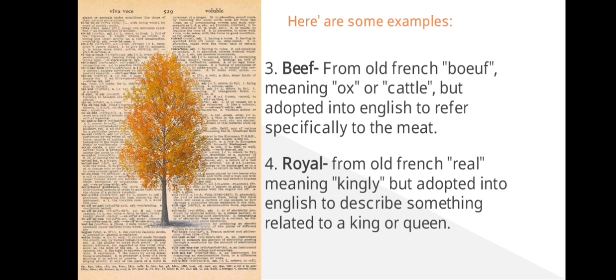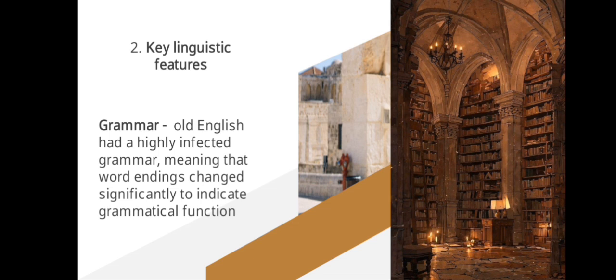So we're already done talking about the historical context. Let's move on to key linguistic features. First is the grammar. Old English had a highly inflected grammar, meaning that word endings changed significantly to indicate grammatical function, which is the case, number, gender, and tense. This contrasts sharply with modern English, which relies more on word order.